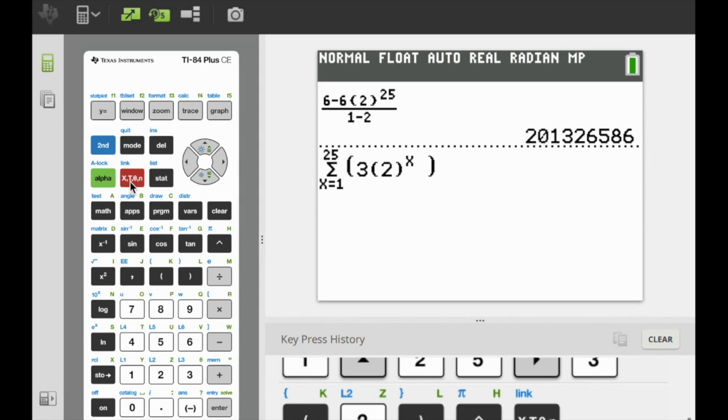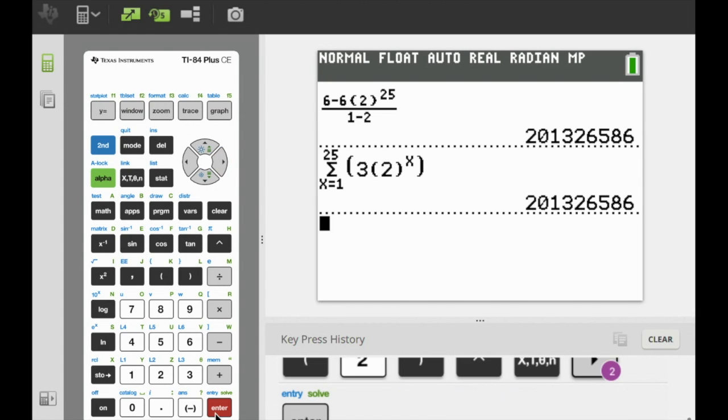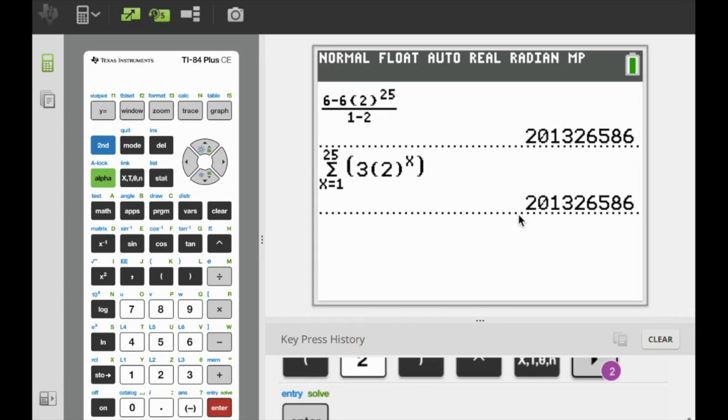Okay, so just to note here, do you see how I have the 3 times 2 to the x in the big parentheses? You want to make sure it's written like that, because if it's not, it's going to do the summation of whatever's in the parentheses. Like if you put this x on the outside of the parentheses, it's going to just do the sum of what's inside and then raise that answer to the x. You want it to look like this. Okay, and you see you get the same exact answer.